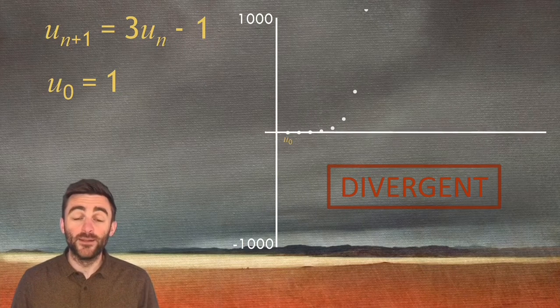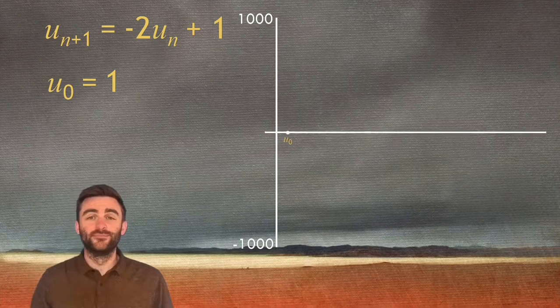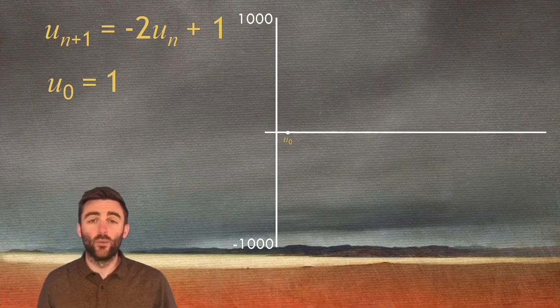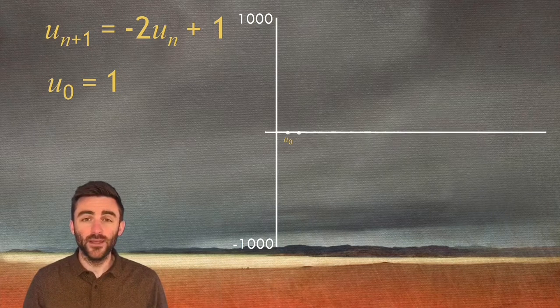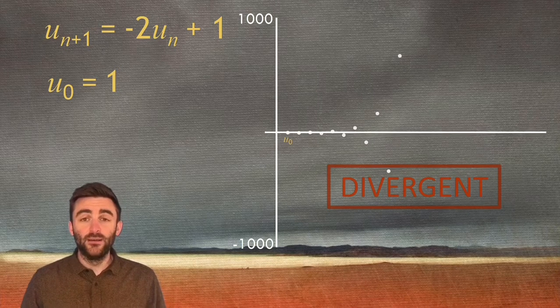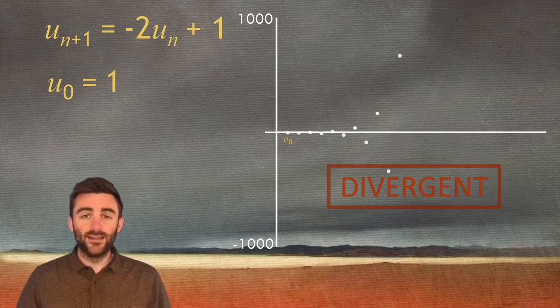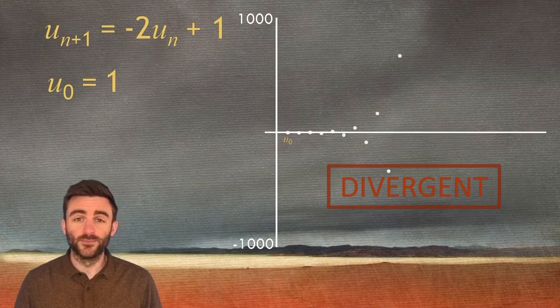Let's change the other part then. Let's multiply by a negative. So this time we'll multiply by negative 2 and add 1. So again, I've plotted u_0 away down at 1. We'll times that by negative 2, add 1, and set it going. You can see it's ping-ponging back and forward, multiplying by a negative will do that, but it's diverging in two directions. That is never coming back under control. Again, it's a divergent sequence of numbers.